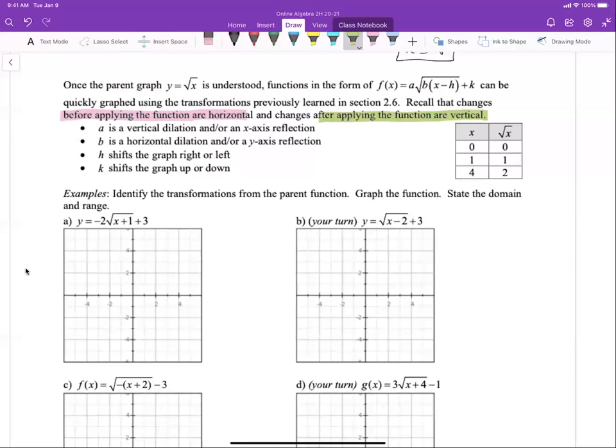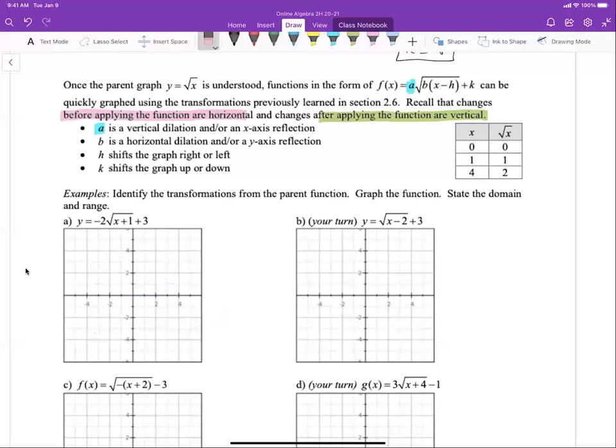Okay, so let's take a look at what we have done. We'll start with a, which is outside the function, and therefore we have a vertical dilation. It will be a squish or a stretch, and an x-axis reflection if a is negative. Remember we did the x squared, so if it's a vertical dilation, there is an x-axis reflection. I have reflected it across the x-axis, which is a vertical change, so to speak.